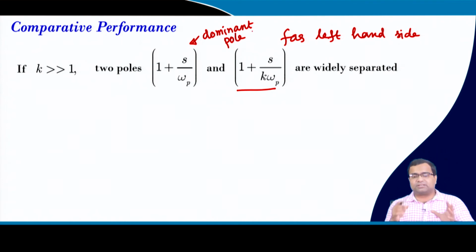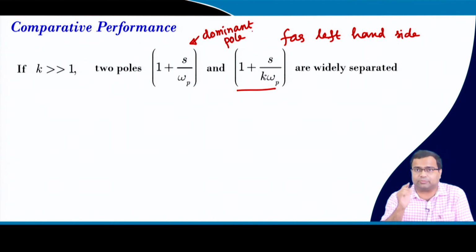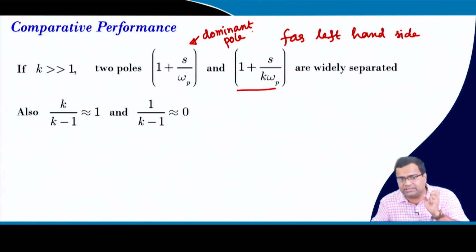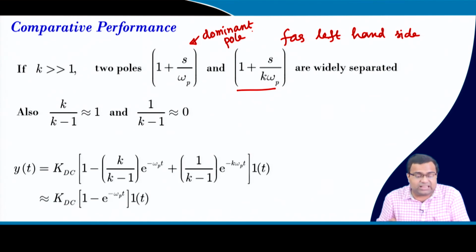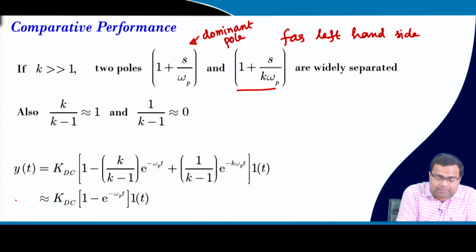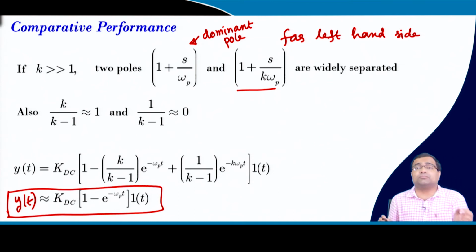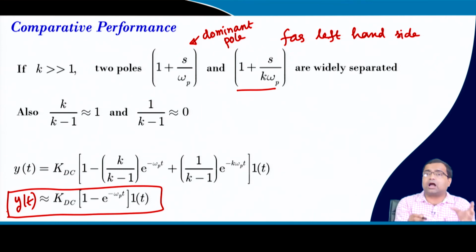That means the response of the system will be primarily dominated by this dominant pole. Then we can write k by k minus 1 is almost equal to 1 and 1 by k minus 1 is 0. So, the response of the second order system can be approximated to be y of t, and you see this is the same response as the first order system. That means the approximate response of the second order system is almost identical to a first order system.